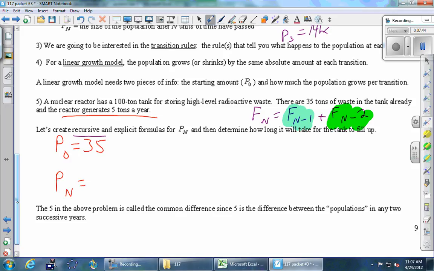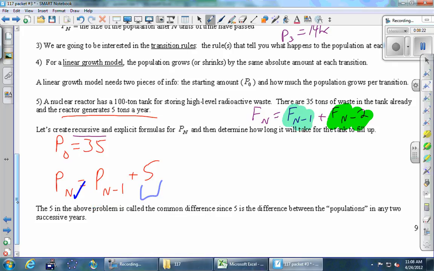So let's think about this. If I gain 5 every year, then to figure out what I have this year, what I'm going to do is I'm going to take what I had last year and do something to it. How do you figure out how many tons of waste you have this year if you know what you had last year? We add 5. That's it. That right there is the recursive rule. In English, it says you take how much stuff you had last year, 1 year ago, that's the n minus 1, and you add 5, and that will tell you how much you have today.